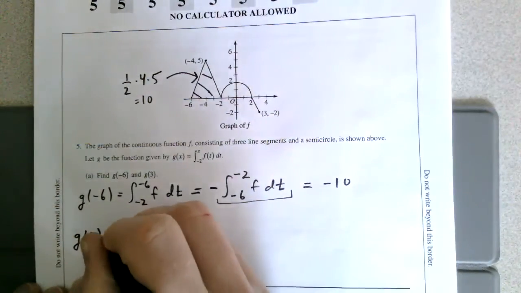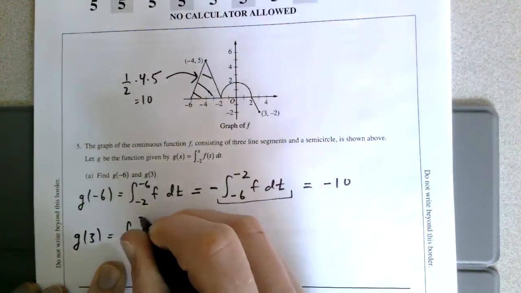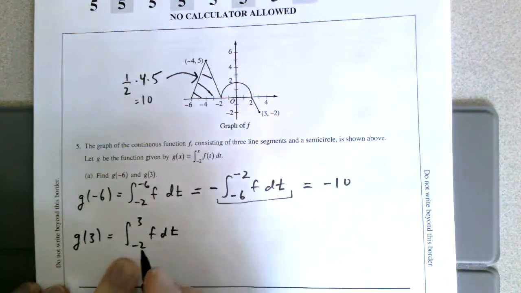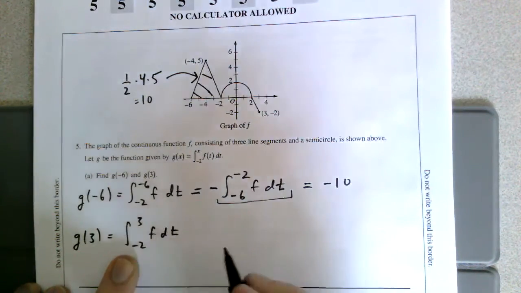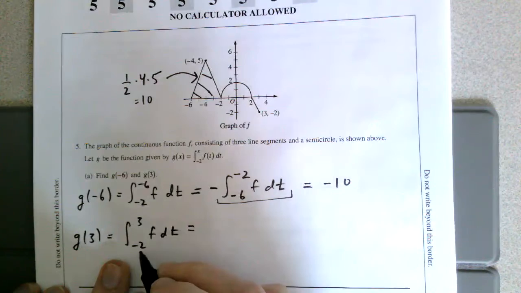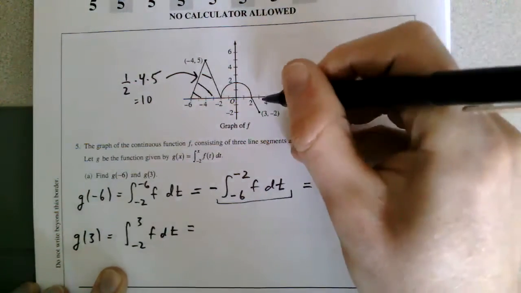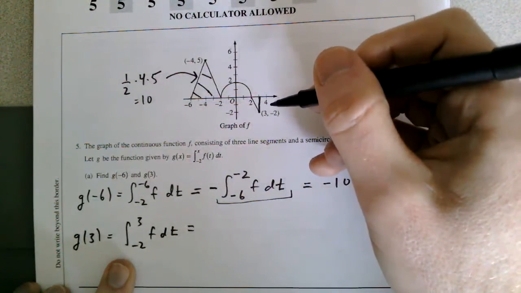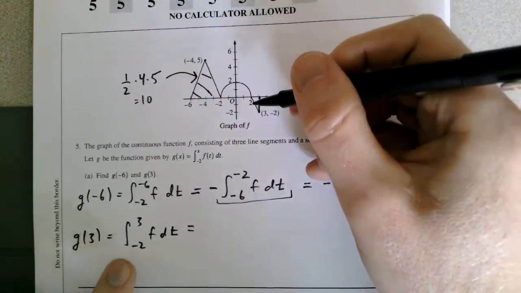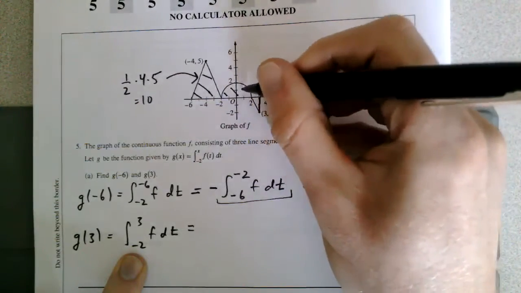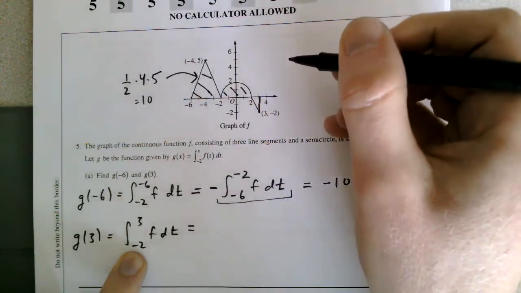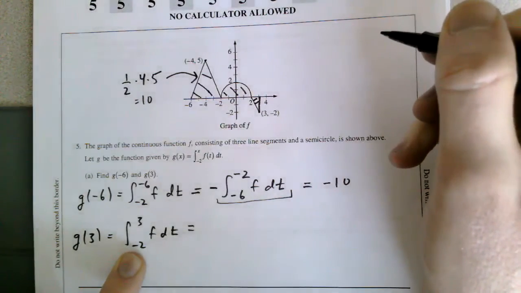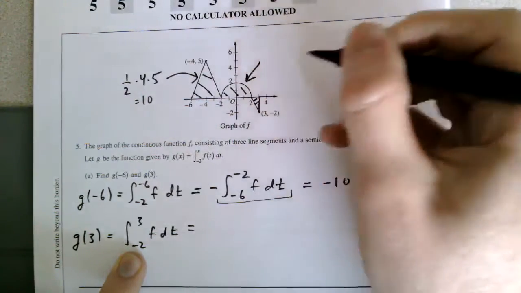g of 3, just using the formula, again, that's the integral from -2 to 3 of f dt. There's no need to flip the limits of integration here because the lower limit is already the lesser number as required. This is just the area under the curve from -2 to 3. Although actually, we should be careful. It's technically the signed area under the curve. That's what an integral gives you. So what this integral is going to do is count the area of this semicircle here positively because it's above the x-axis. But then this little triangle here is going to be treated as negative because it's below the x-axis. So let's find these areas.